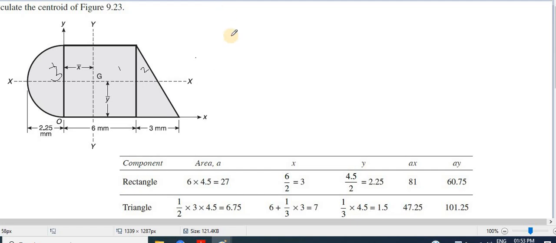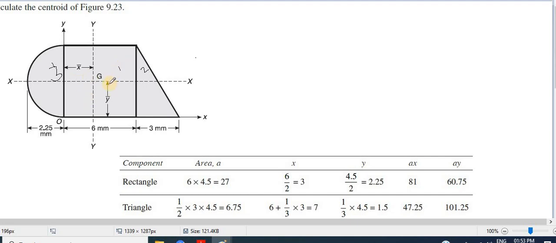Next point is what? Whether it's symmetrical about any axis or not. Cut with y plane at the center. Is it symmetrical with y plane? No. I have to calculate x bar. Now cut with x axis. I think it's symmetrical. No, it is not symmetrical. So now what I should do? Y bar also I should calculate. I have to calculate x bar also, y bar also using a formula.